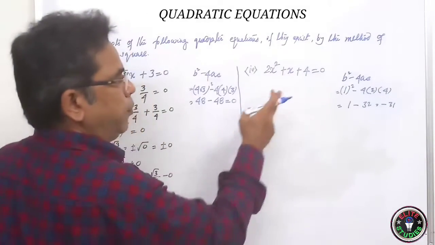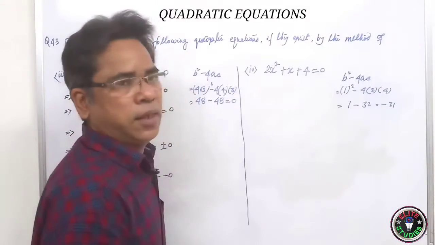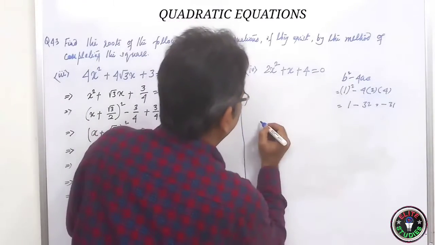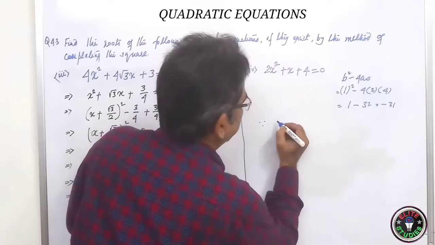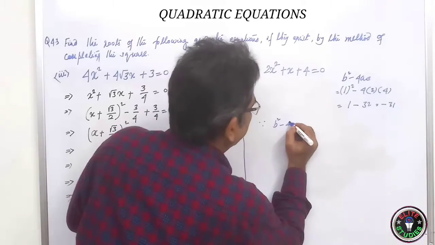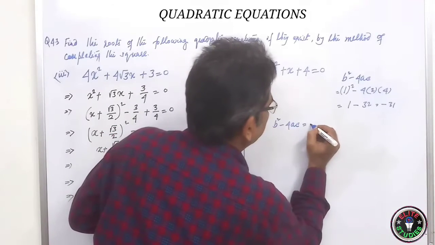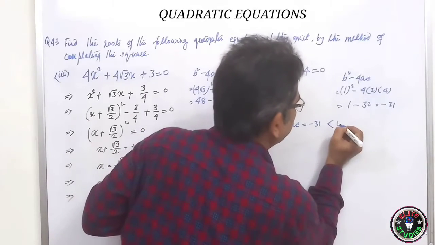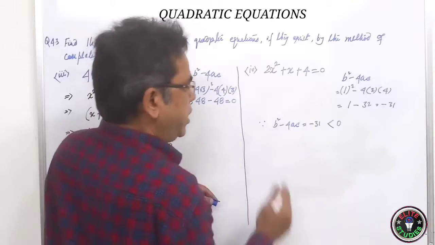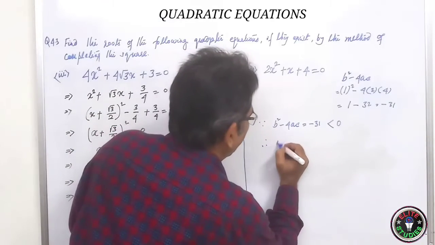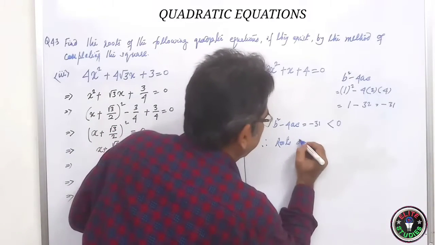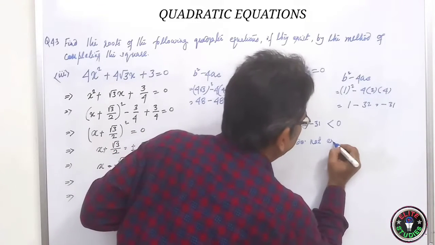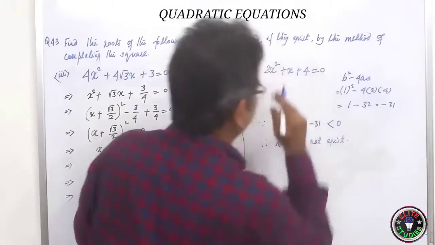Dear students, b square minus 4ac came as minus 31. Since b square minus 4ac is equal to minus 31, which means less than 0, therefore roots do not exist for this equation.